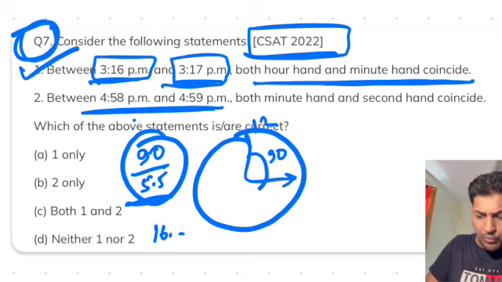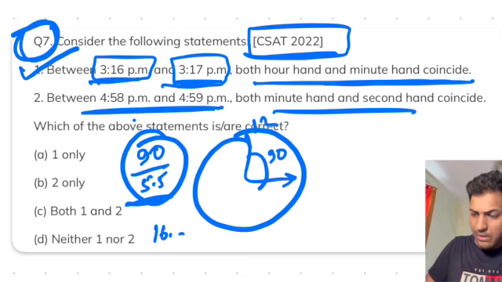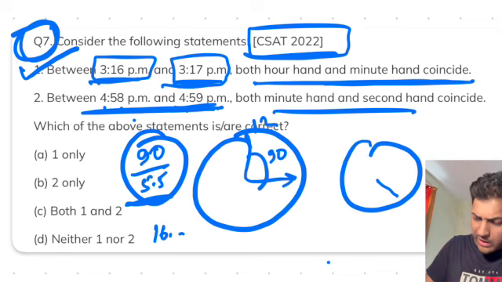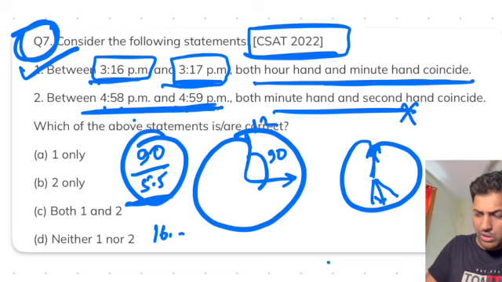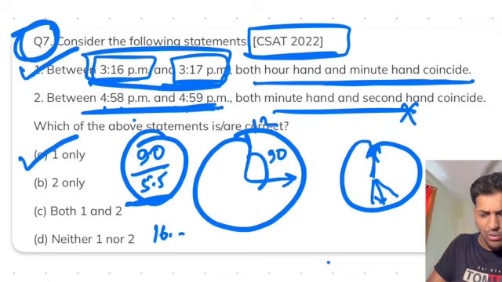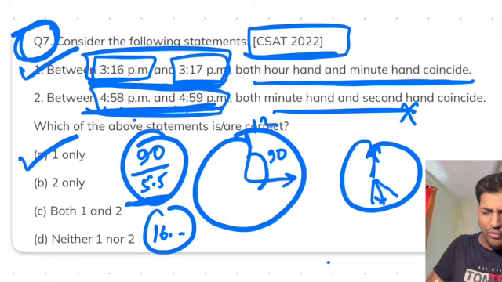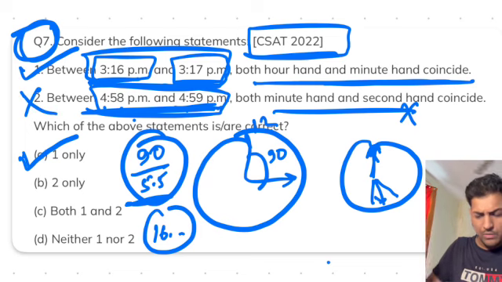Now again, 4:58 and 4:59, they are saying they will coincide. Now you can easily see that 4:58 is here, and 4:59 is again here. So in this time they will not coincide and this will be wrong, and you can see that only one will become the correct answer. So only in this case you needed to find this. Here it is very obvious that it will be a wrong statement, so only option A is correct.